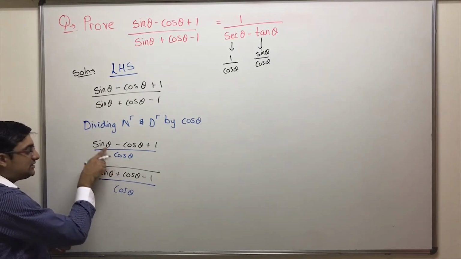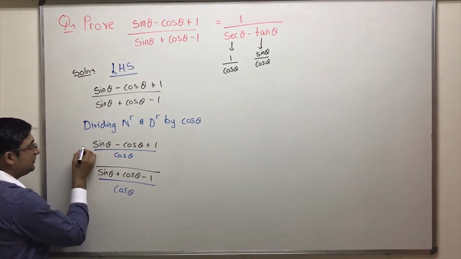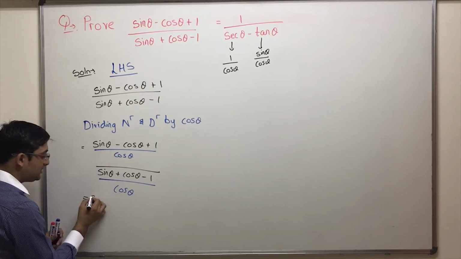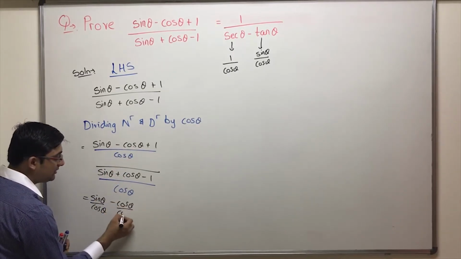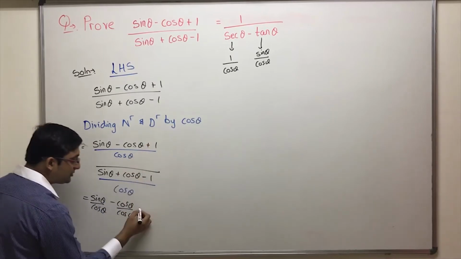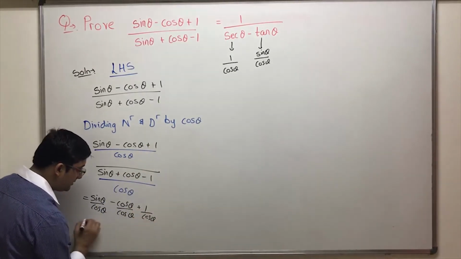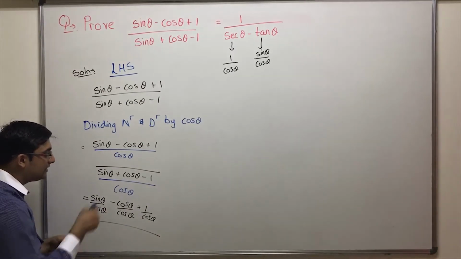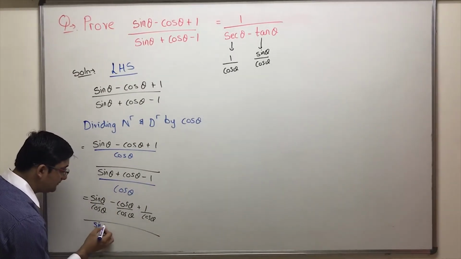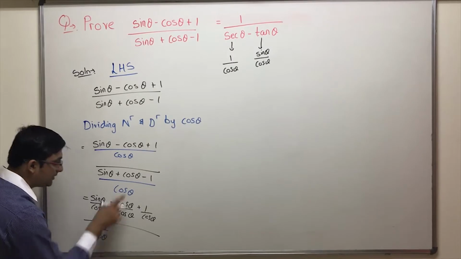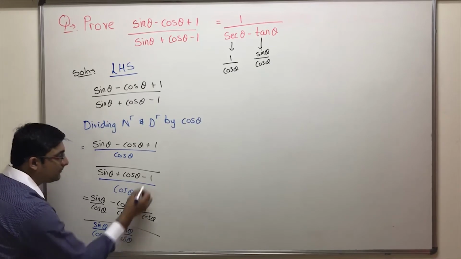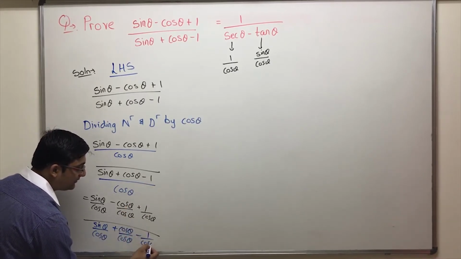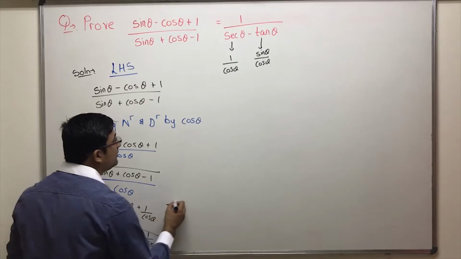So what do we get? Sin theta by cos theta. We can split this out. So this is equal to sin theta by cos theta minus cos theta by cos theta plus 1 by cos theta. Is this clear? Upon, now the denominator, sin theta by cos theta plus cos theta by cos theta minus 1 by cos theta. Is this clear? So now let's simplify.